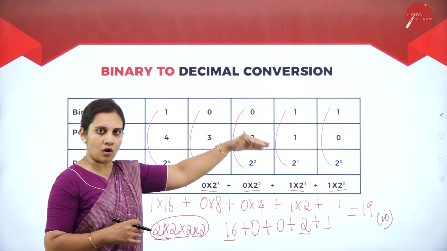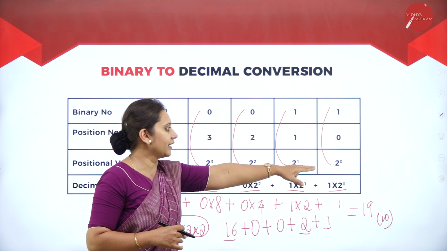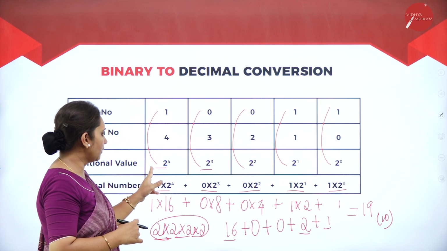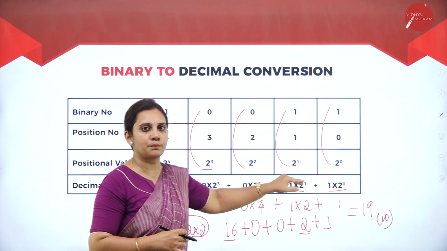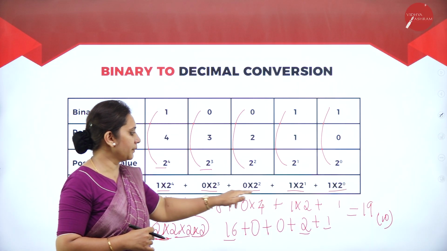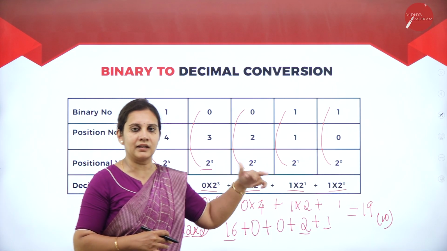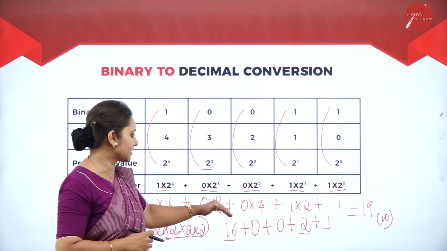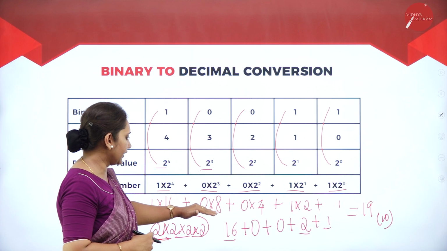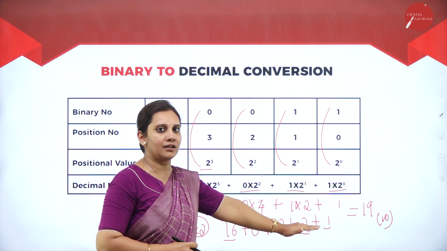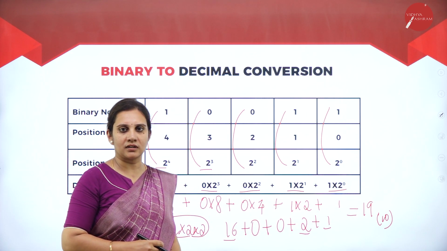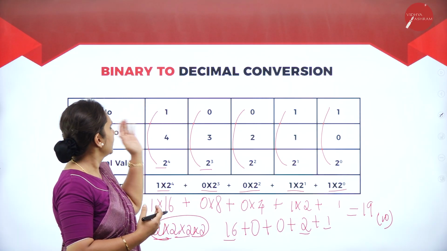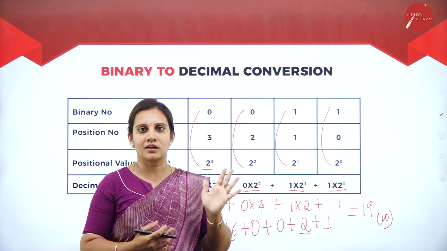Next, for binary to octal, the positional values will come up as 8 to the power of 0, 8 to the power of 1, 8 to the power of 2. From the given number, I need to keep on multiplying by the positional values. Here the base is 2, in octal it will be 8, and in hexadecimal it will be 16. The same procedure: again I need to multiply and add all together until I get the result. That is the equivalent form I will get. So this is the procedure of binary to decimal conversion.